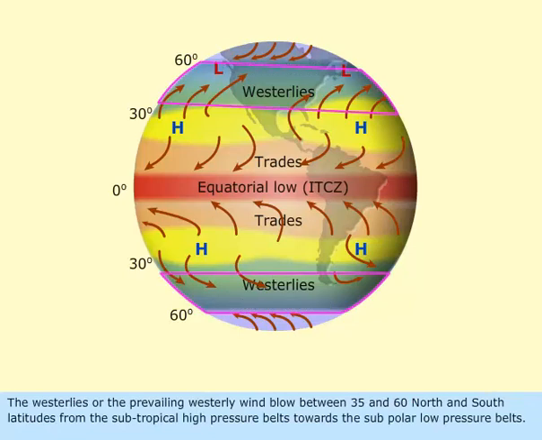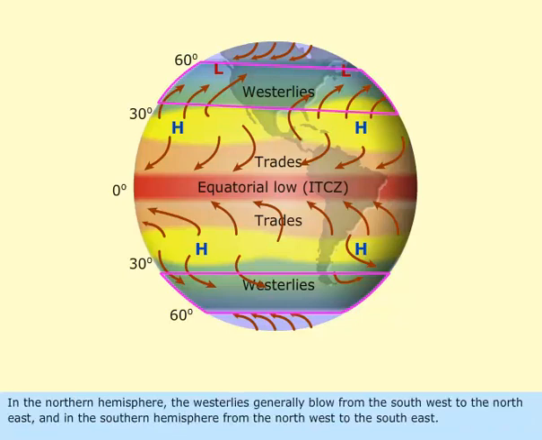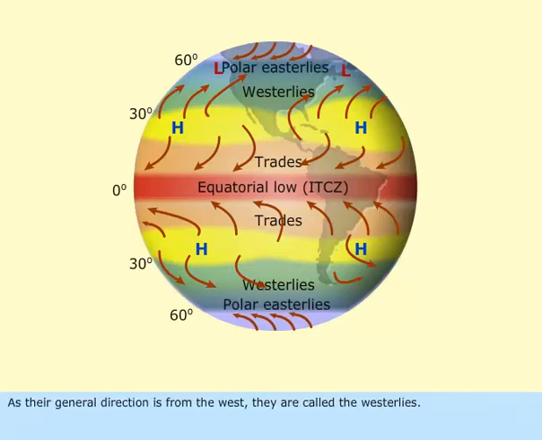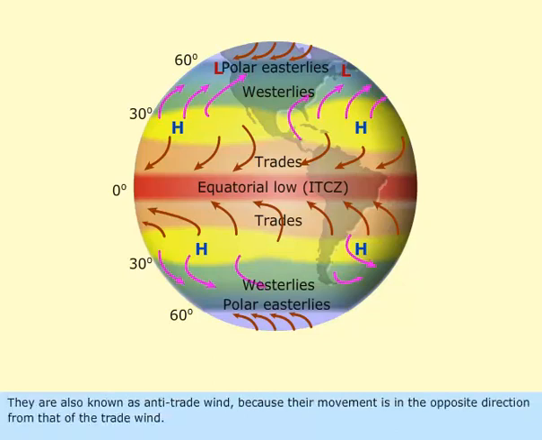The westerlies, or the prevailing westerly wind, blow between 35 and 60 north and south latitudes from the subtropical high-pressure belts towards the subpolar low-pressure belts. In the northern hemisphere, the westerlies generally blow from the southwest to the northeast, and in the southern hemisphere, from the northwest to the southeast. As their general direction is from the west, they are called the westerlies. They are also known as anti-trade wind, because their movement is in the opposite direction from that of the trade wind.